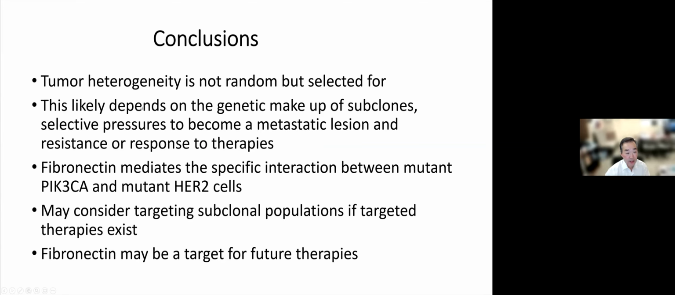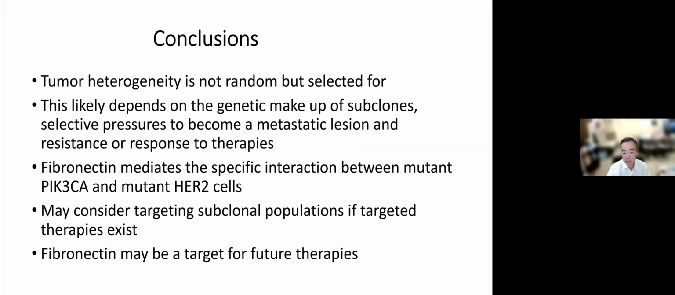So in conclusion, I hope I've at least, maybe if not convinced you, made you think about in a provocative way that perhaps tumor heterogeneity is not random, but in fact is selected for. That subclones don't just have a certain population in a tumor mass because that just happens to be the one that's the lowest amount represented.